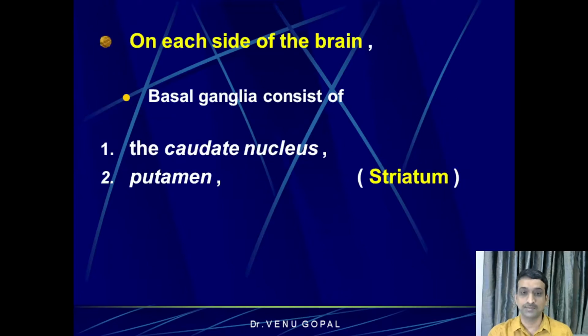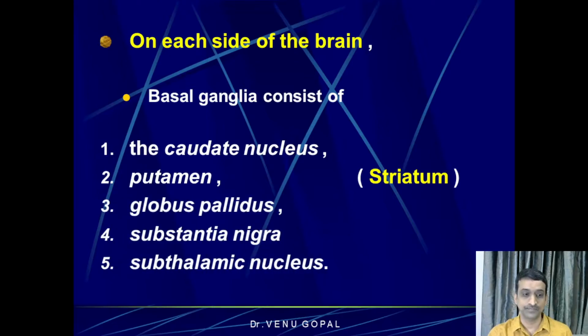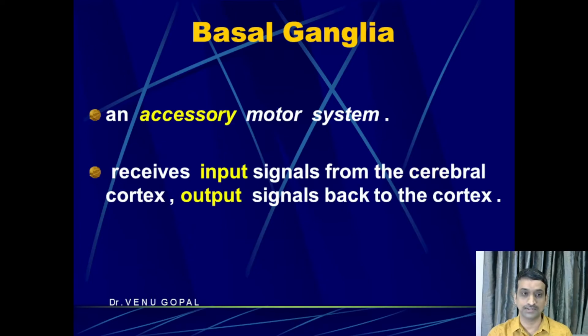To start with, the basal ganglia consists of 5 components or 5 structures on each side of the brain, not on one side, on each side of the brain. To start with the caudate nucleus and putamen, these two are commonly known as striatum, and the other 3 are the globus pallidus, substantia nigra, subthalamic nucleus.